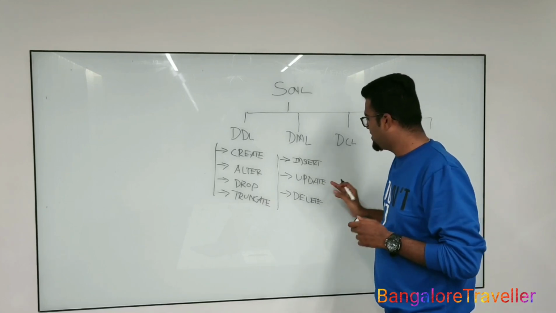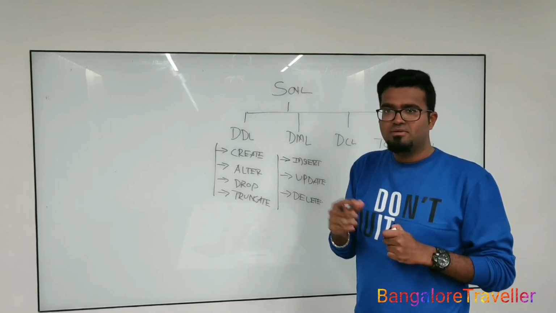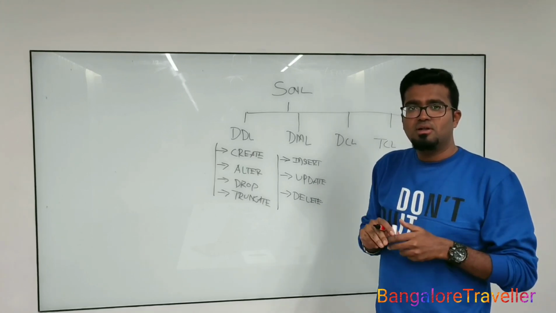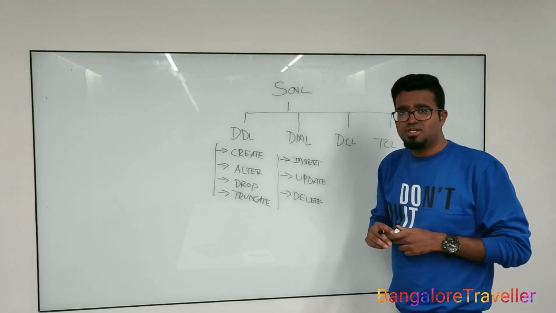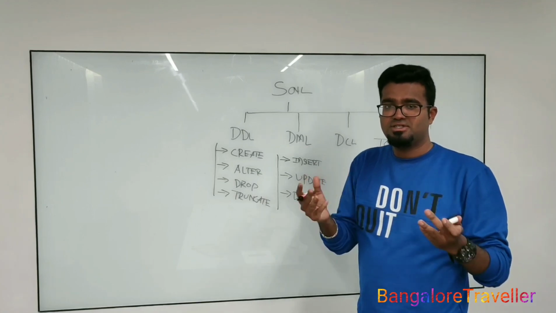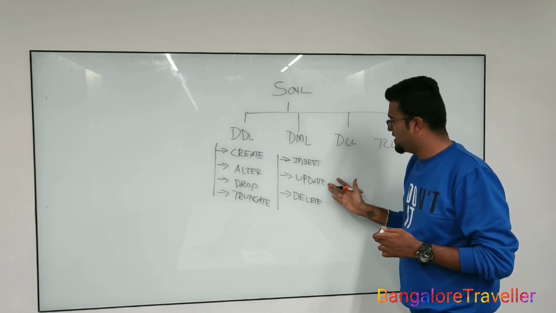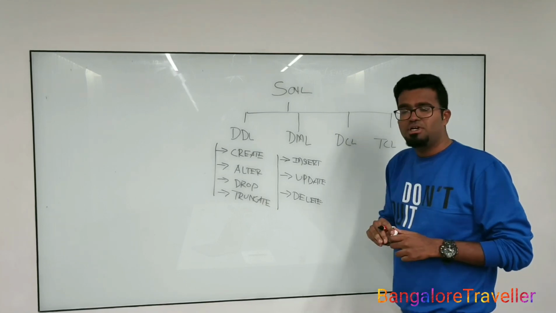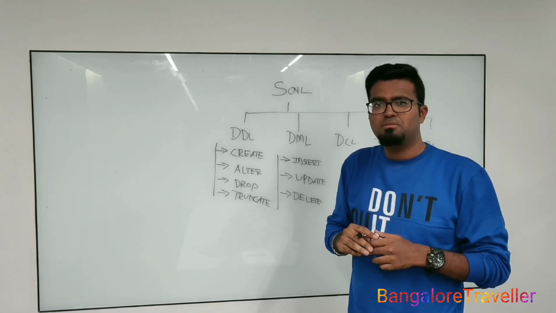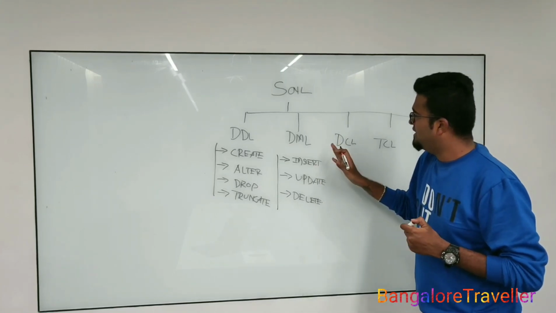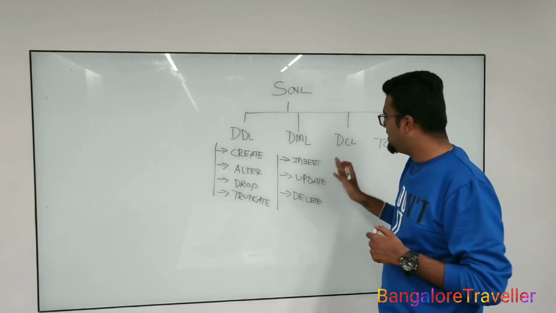Okay, so update. If you want to make any changes, consider it's a student table and his address has changed and has to be updated, at that time we can use an update statement, the update command. And what is delete? If you want to delete one row or multiple rows in any table, we can use the delete statement. So under DML we have insert, update and delete.